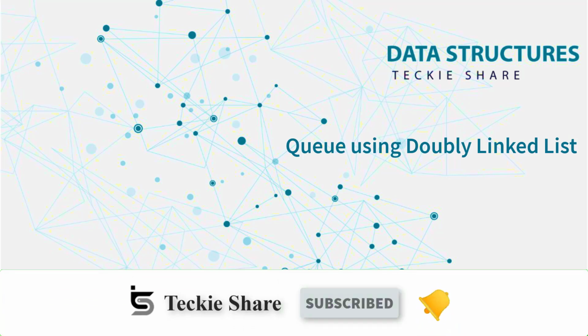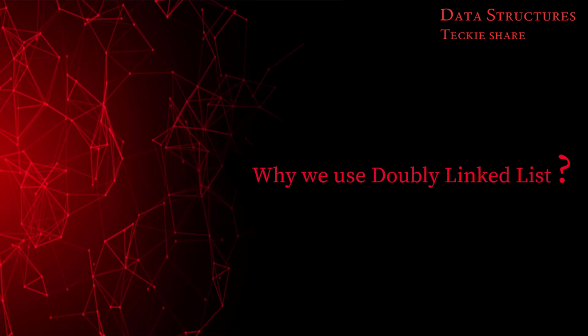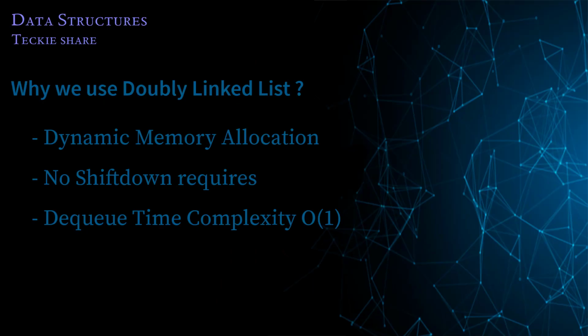Let's dive into the concept. Why am I choosing a doubly linked list for this implementation? Compared to the normal queue implementation, here there is no memory restriction. The doubly linked list has dynamic memory allocation, and also there is no shift down operation required while performing the dequeue functionality. We can also say that using a doubly linked list for this implementation, the dequeue time complexity will be O(1).